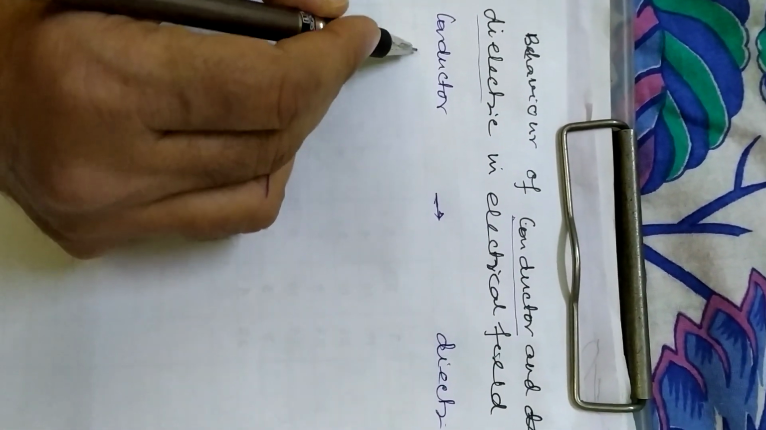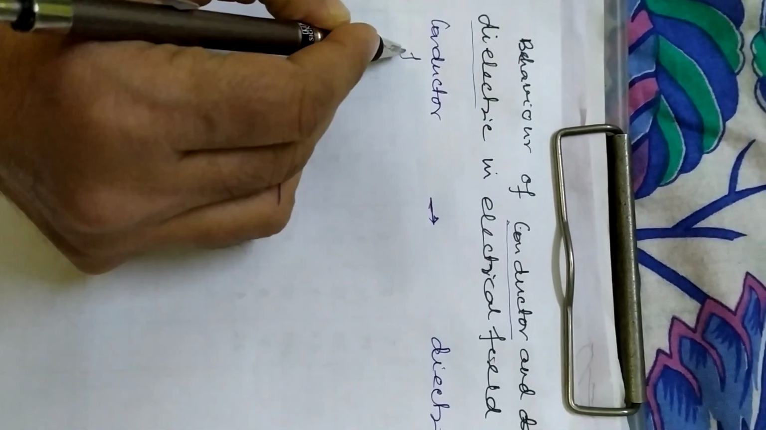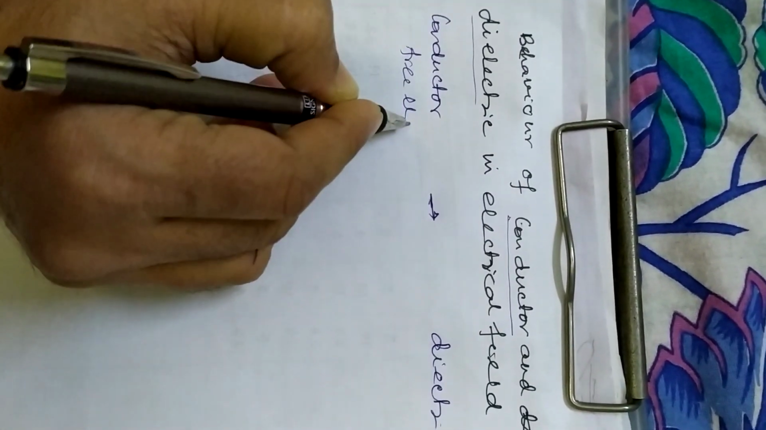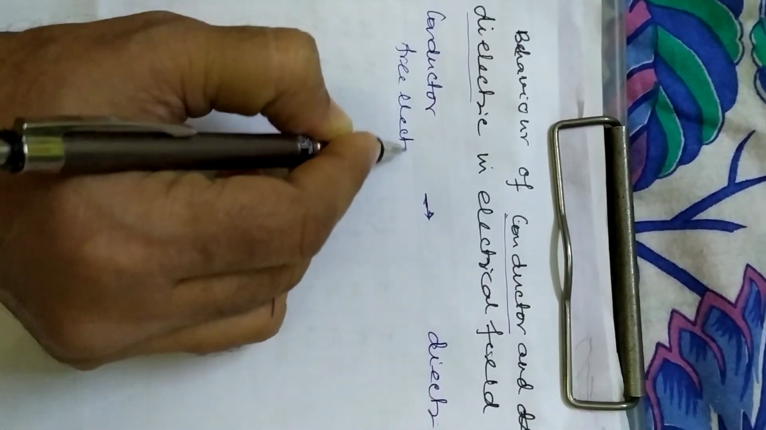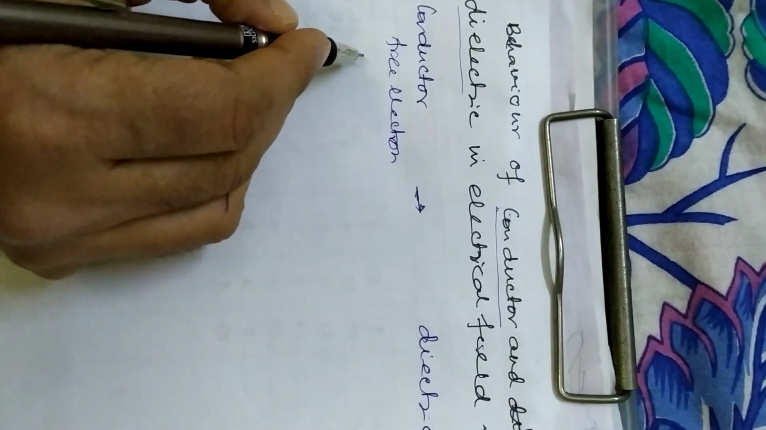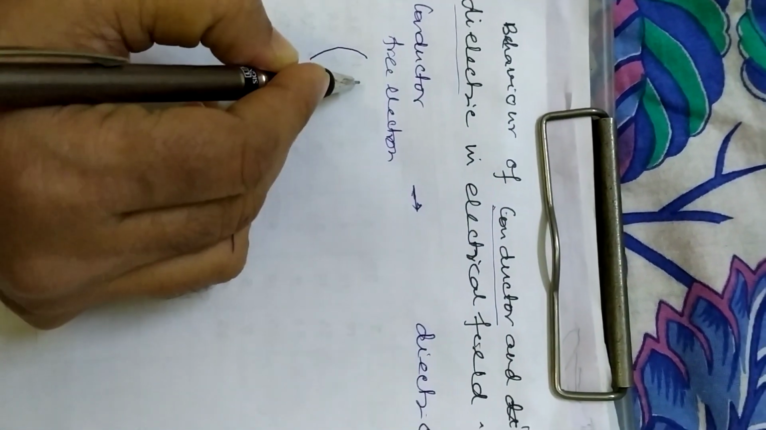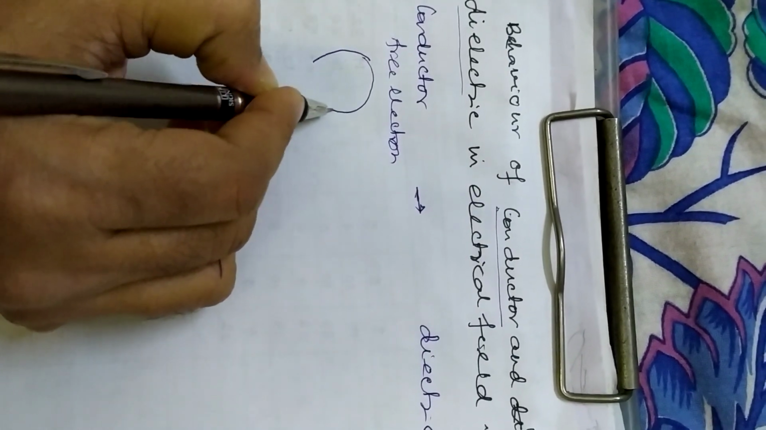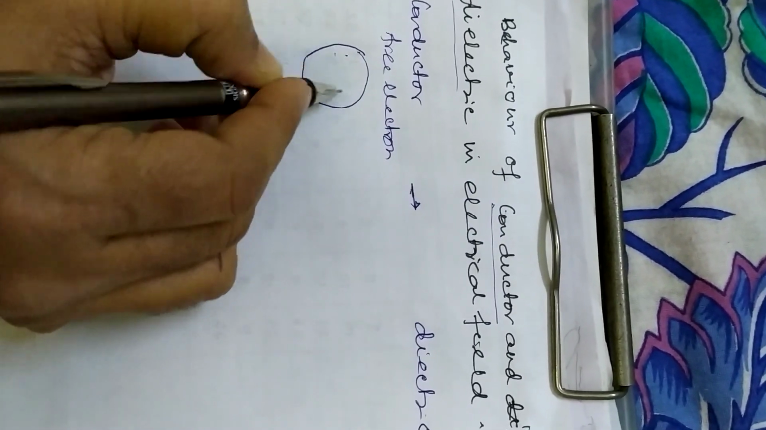First of all, I'll tell you the conductor has free electrons. Okay, there are free electrons in the conductor. A huge amount of free electrons are available, and suppose this is a conductor I am taking. So in this conductor there will be a number of free electrons here and there.